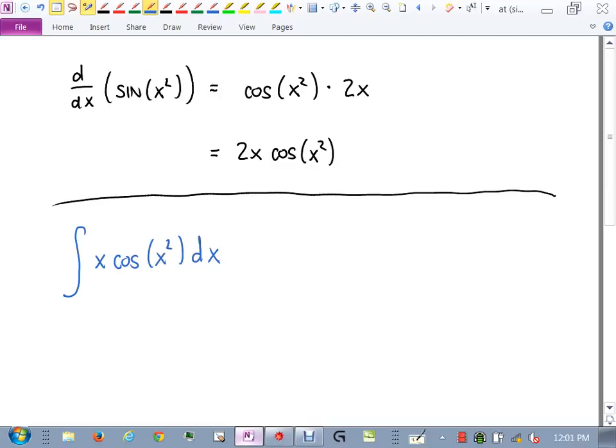I mean, are you just going to look at that and go, sure, that's sine x squared, and then I'm off by a little bit? I mean, so we need an approach, don't we? So here's what substitution is all about.